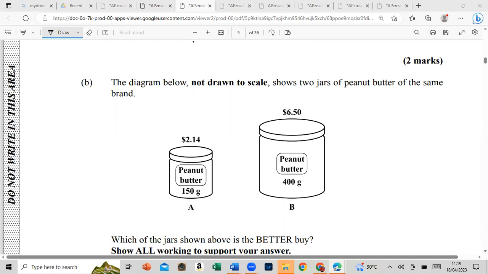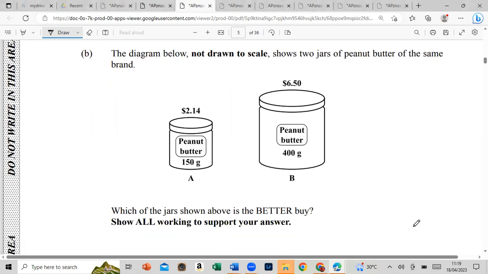So what I would do, I would work out how many grams I get per dollar. I want the highest number of grams, because I want more peanut butter, right? So let me do that. So I would divide 150 by 2.14. So it's almost like a pie, right?